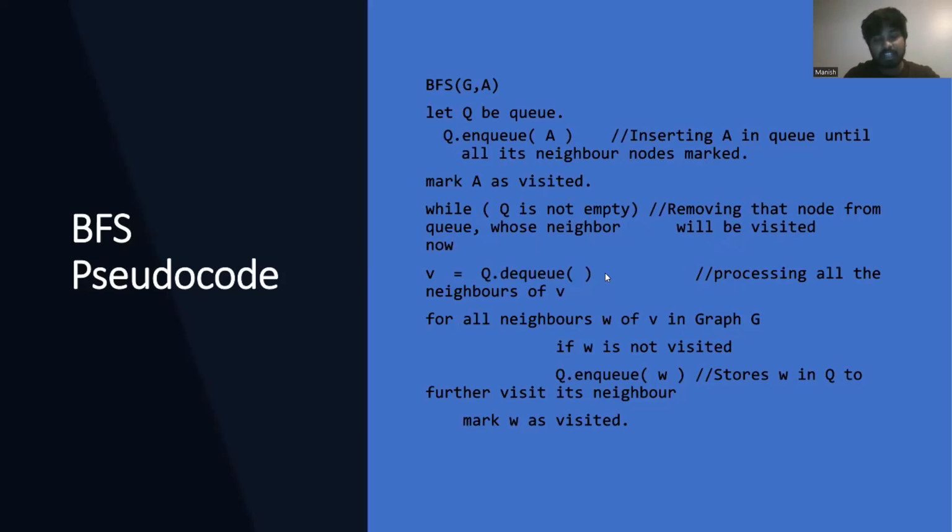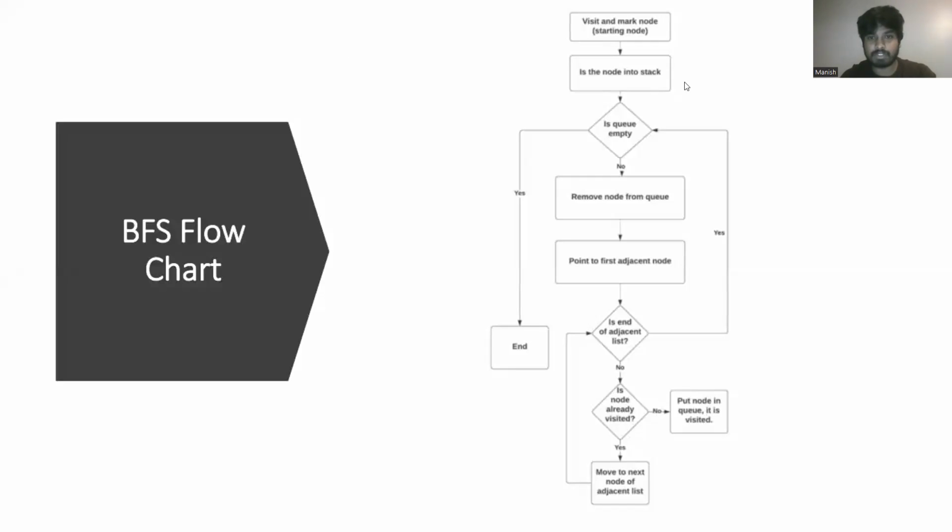Now we will store all the processed nodes in V, and from here we will see if there are any non-visited nodes. If there are any non-visited nodes, then they will get visited, and once they have all been visited, it will store them in W. Further, it gets into its neighbor node. I'm sorry. So here is the flow chart.